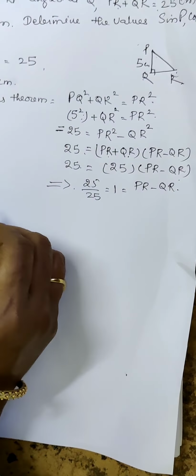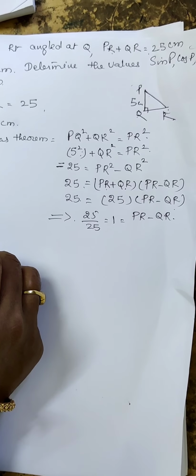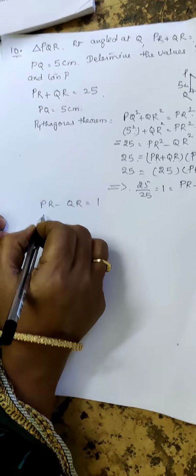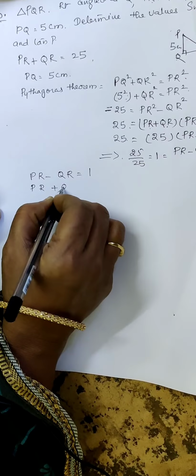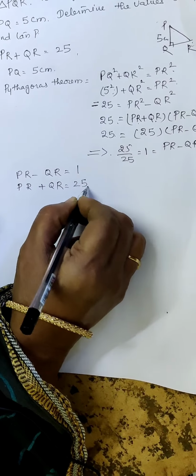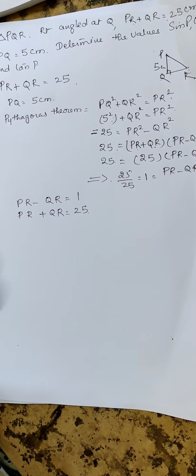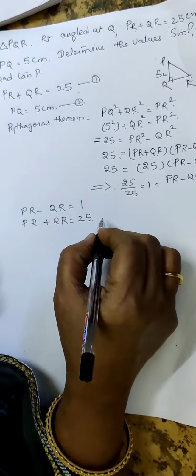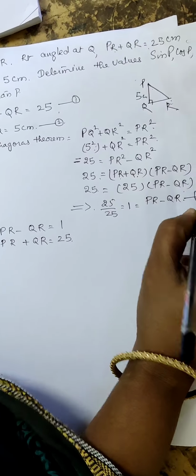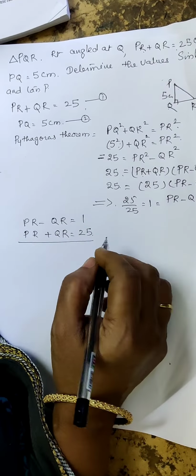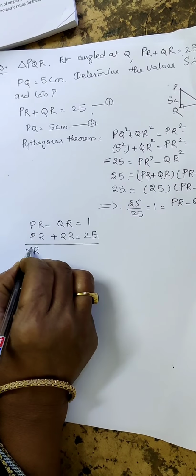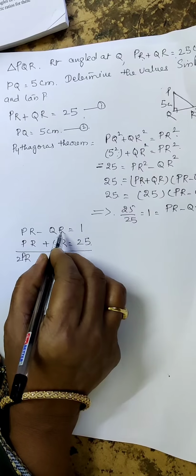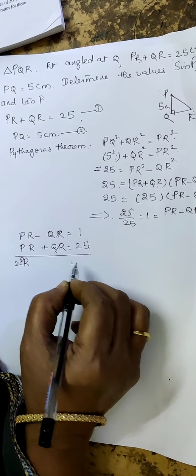Now we got PR minus QR as 1 and we have PR plus QR as 25. Take these two equations. Let us number this one as 2 and this one as 3. So now let us add these two. What can we get? 2 PR. This one gets cancelled.